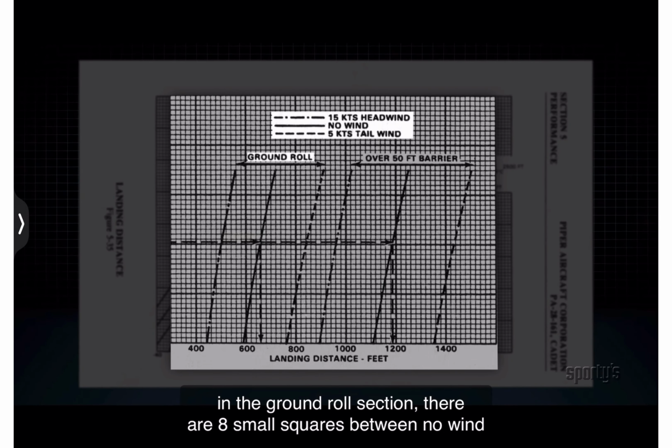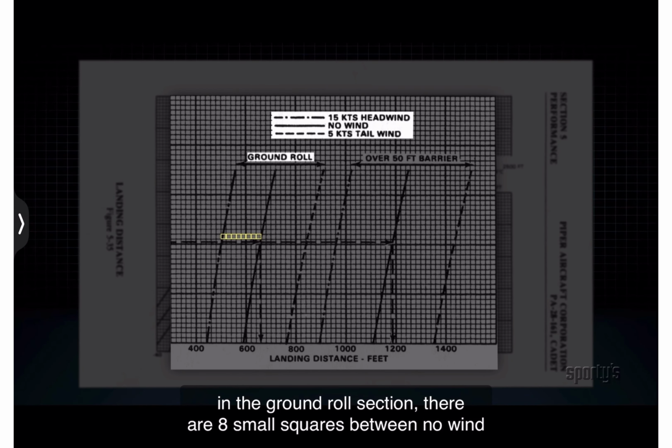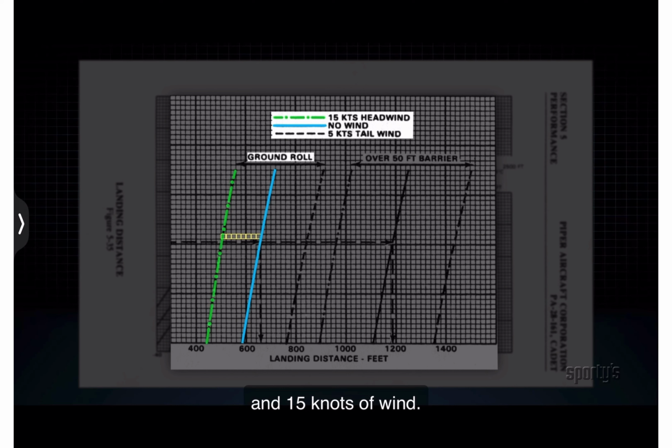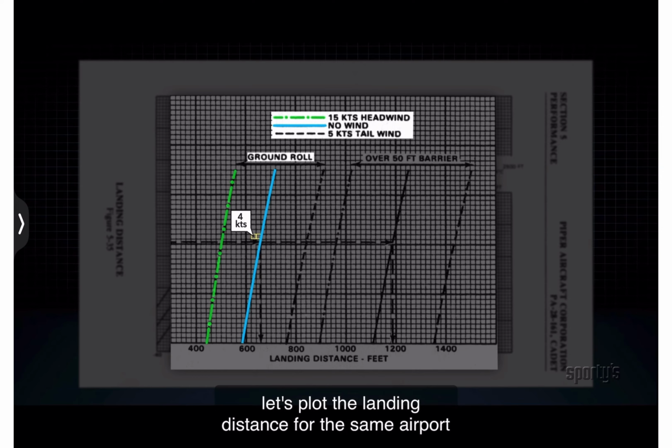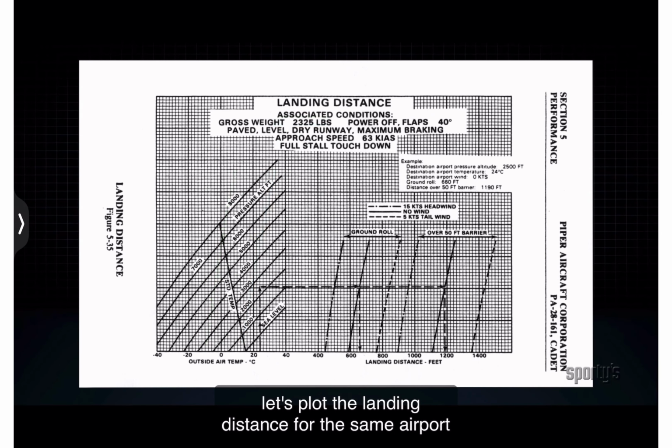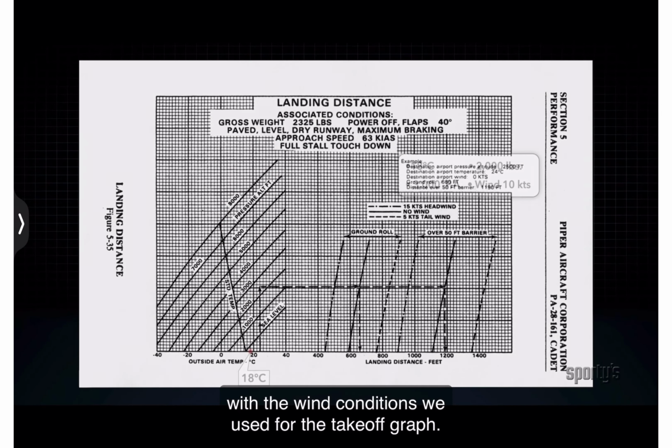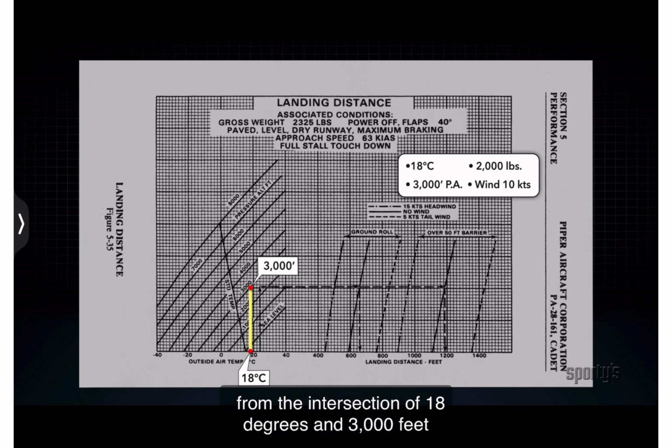In the ground roll section, there are 8 small squares between no wind and 15 knots of wind. Each small square has a value of about 2 knots. A 4-knot headwind would be plotted 2 squares to the left of the calm wind line. Let's plot the landing distance for the same airport with the wind conditions we used for the takeoff graph.